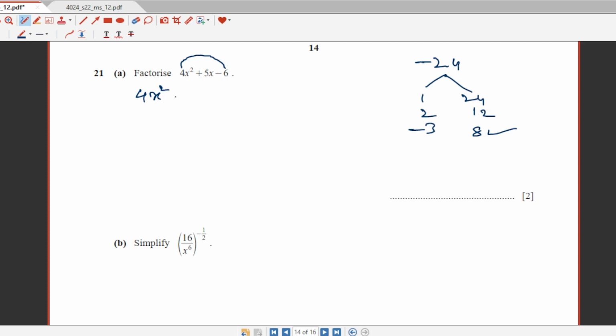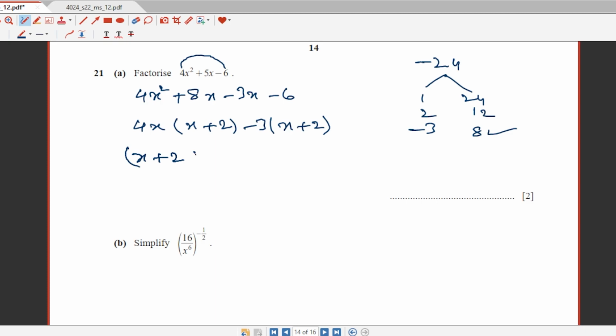So we can use this pair of values: 6x squared plus 8x minus 3x minus 4. 2x can be taken as common, x plus 2, minus 3, x plus 2. x plus 2 into 4x minus 3 is the final answer. x plus 2, 4x minus 3.